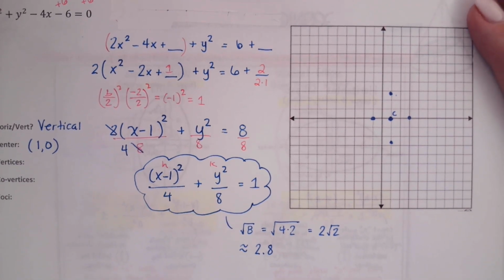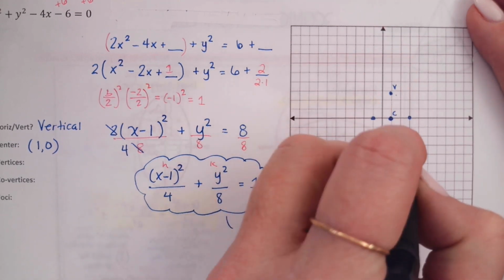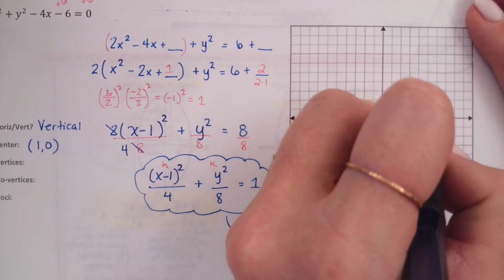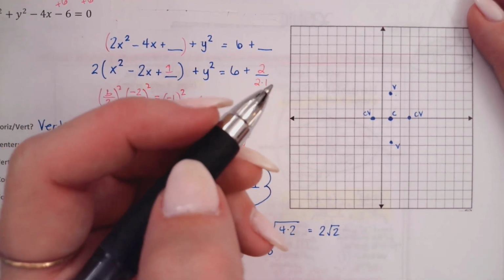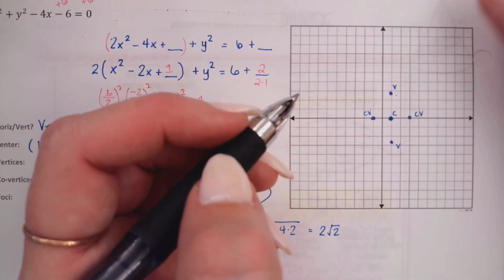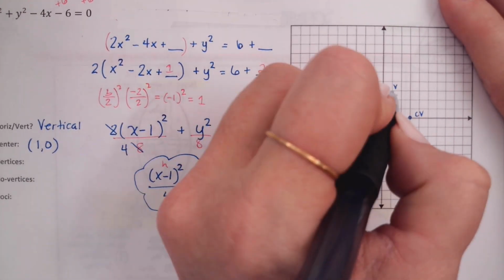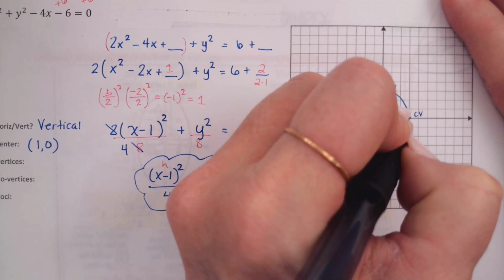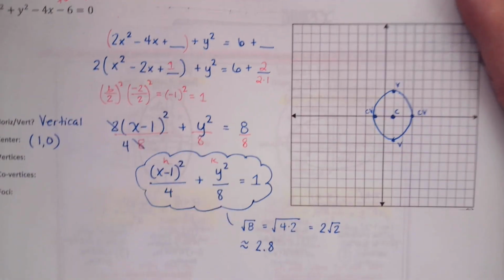And then remember, the vertices are the ends of the longer axis, the major axis. The co-vertices are the ends of the shorter axis, which is the minor axis. Give it your best egg shape that you can. We're egg shaping, Lydia? Yes, we are. Wow, beautiful.